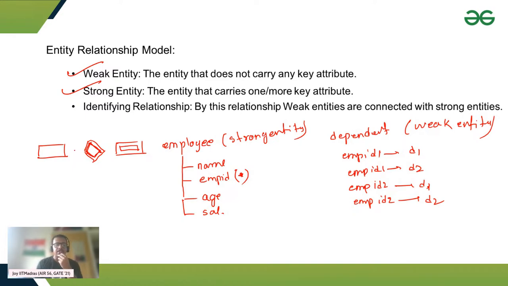Always remember that this identifying relationship participates totally. I mean, every entry in the dependent table should be associated with at least one employee. One employee may or may not have a dependent, whereas a dependent should have at least one employee in the organization. So this is what is called the strong entity.